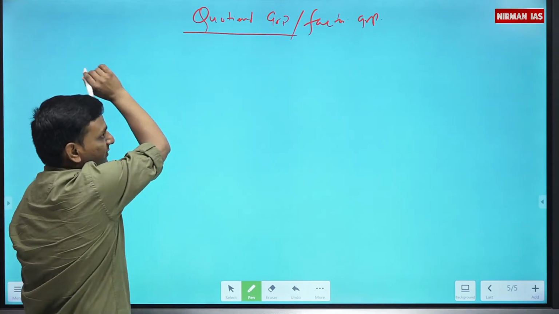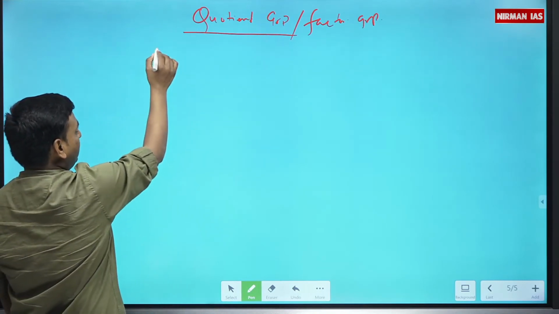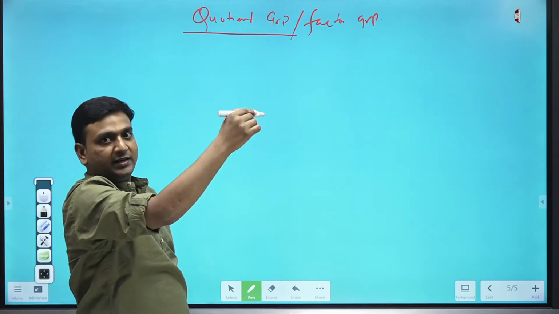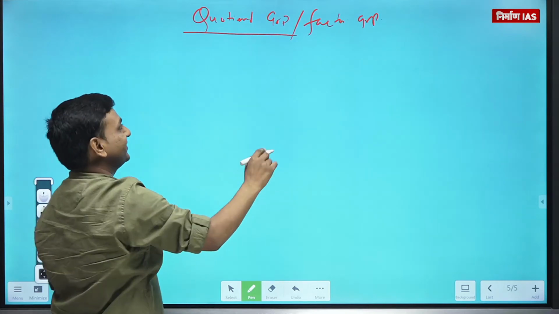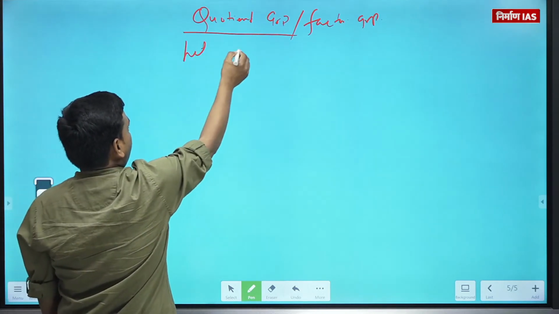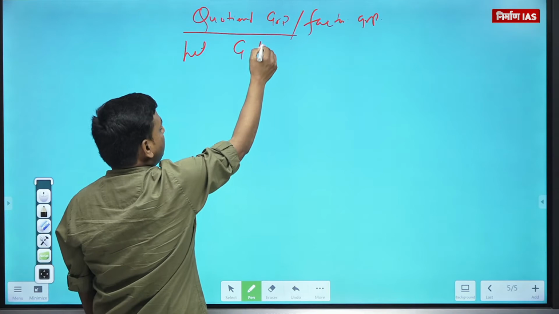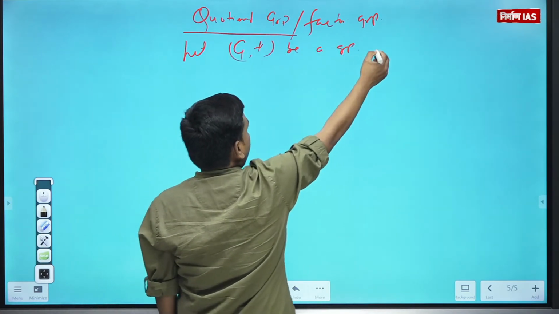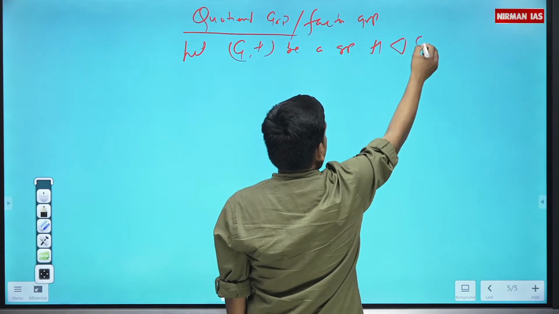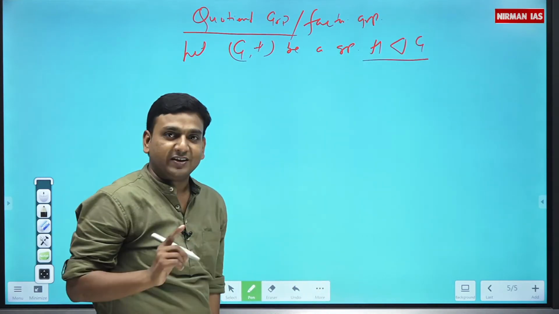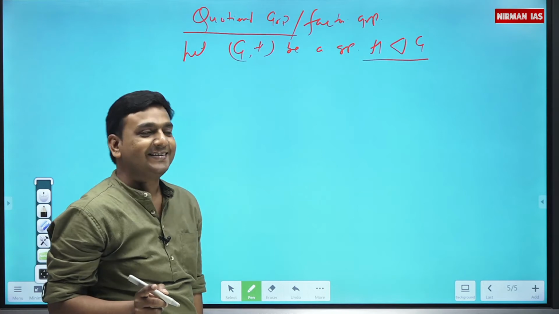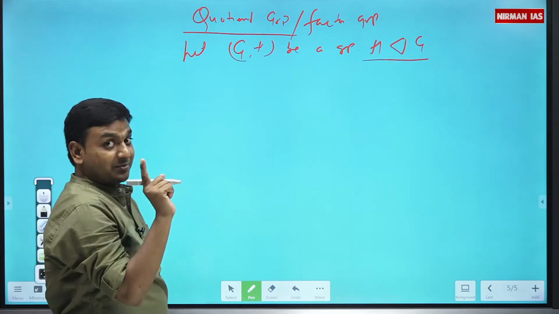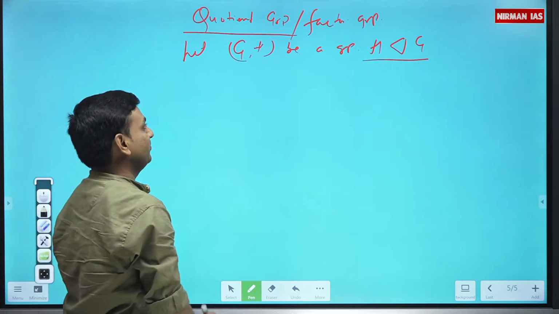So again the same story: group, subgroup, coset, normal subgroup. Now let G be a group, okay dear, and H is a normal subgroup of G. Is that clear? Not only a subgroup, it is a normal subgroup.